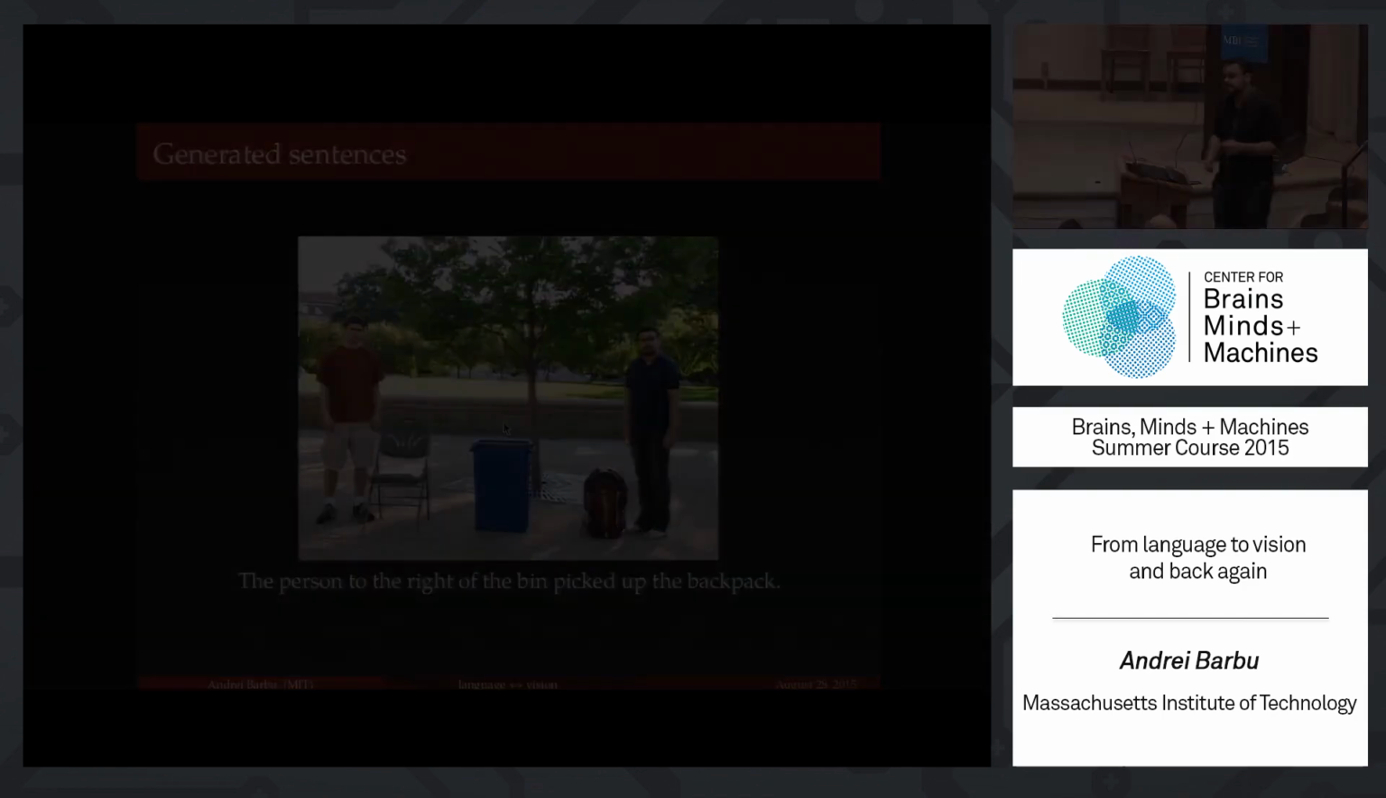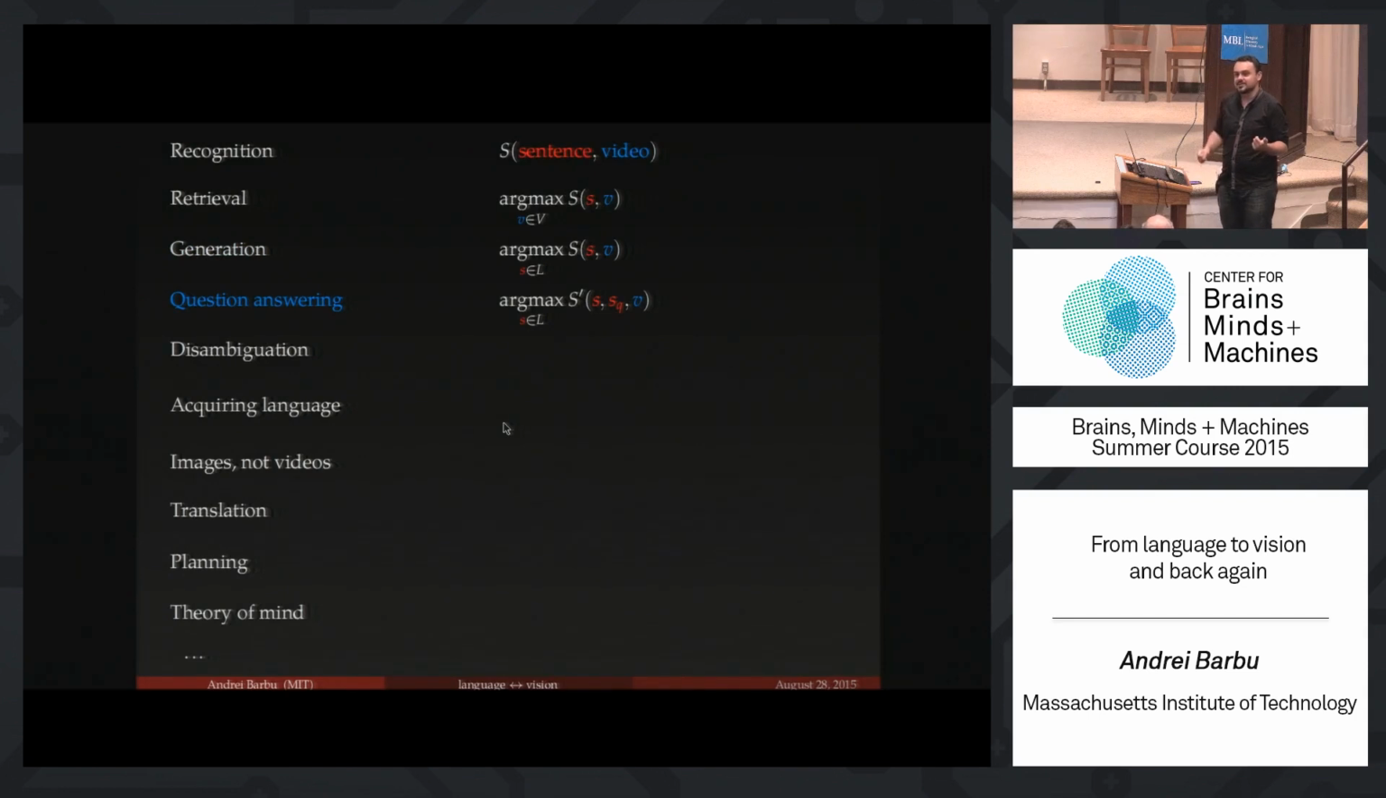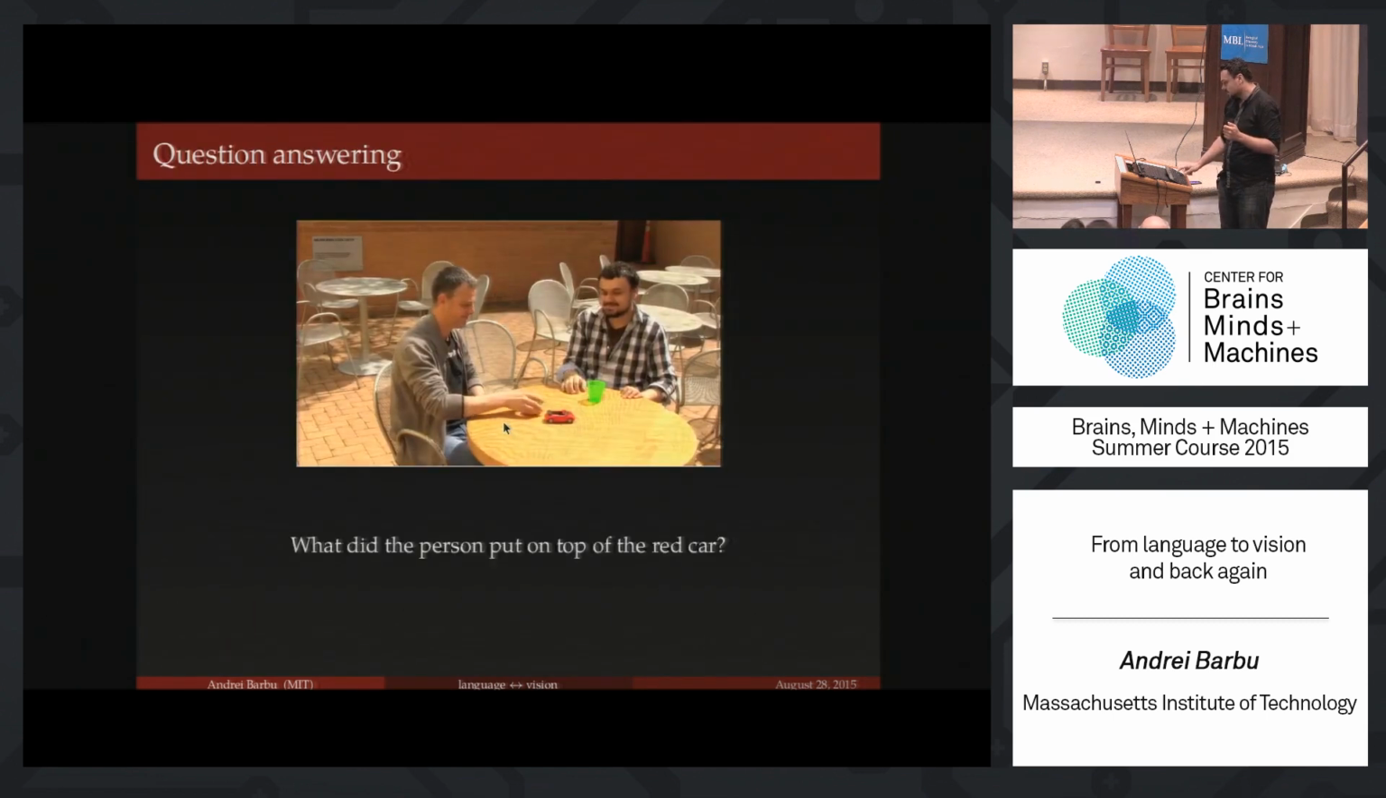We built a generator in just a few lines of code, as long as we had our recognition system. So you have this problem with question answering, that you have to connect 2 sentences with the video. And instead of doing that, what we're going to do is make some connection between 2 sentences. So we're going to take our question, give it to something like Boris's system, and it's going to tell us about this question, like, what did the person put on top of the red car?